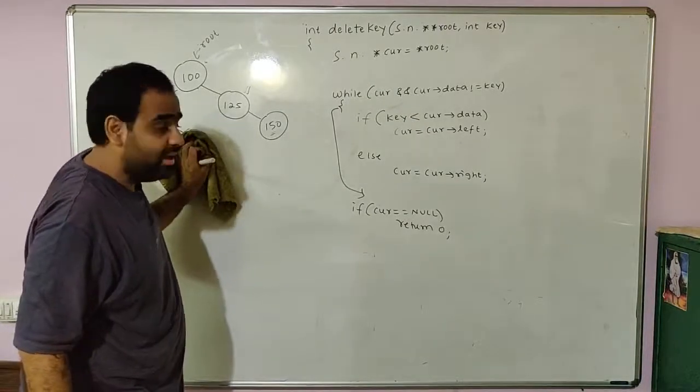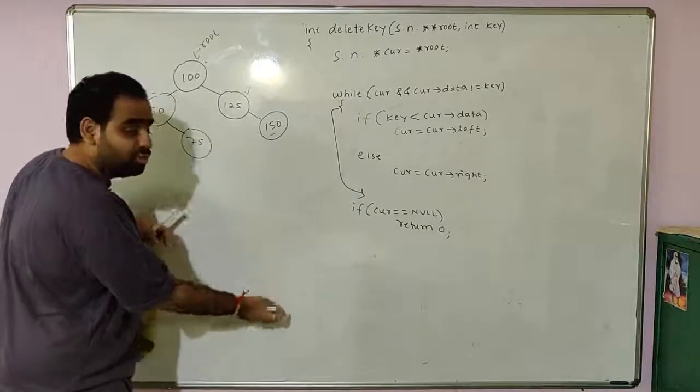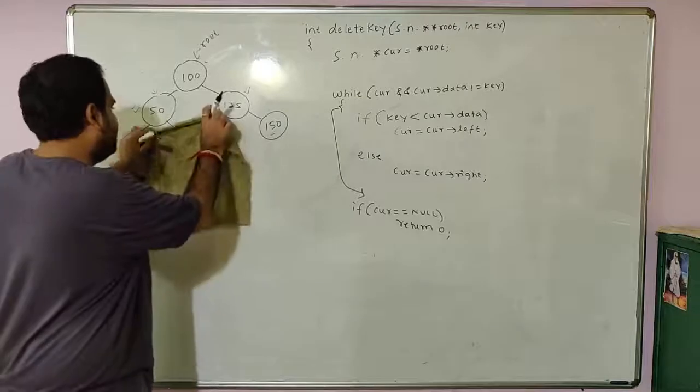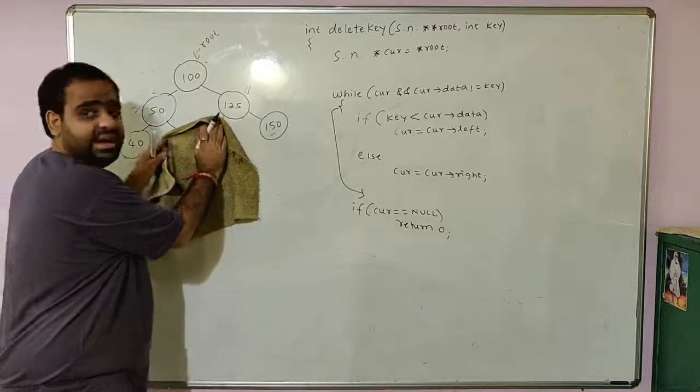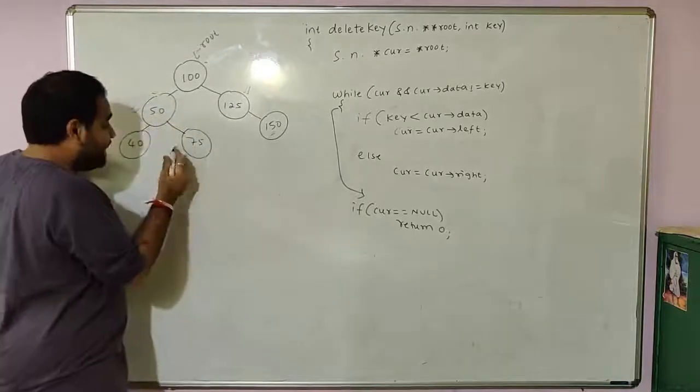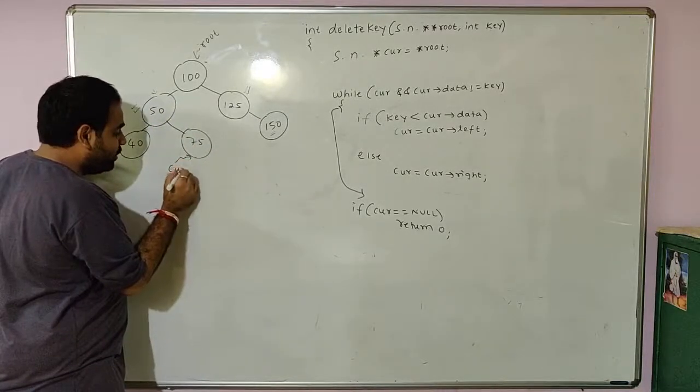Because we are deleting it, and 75 is a leaf node. There is no dependence on it. There are no children of 75. Now since it is a leaf node, if I delete this, the right child of 50 should become null. Now I will have a pointer current over here.